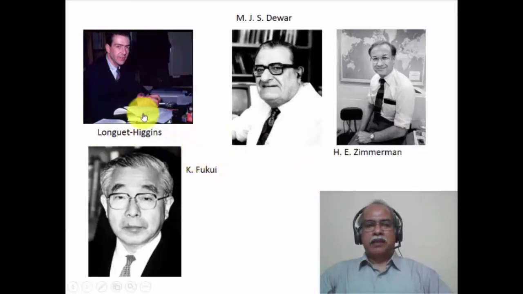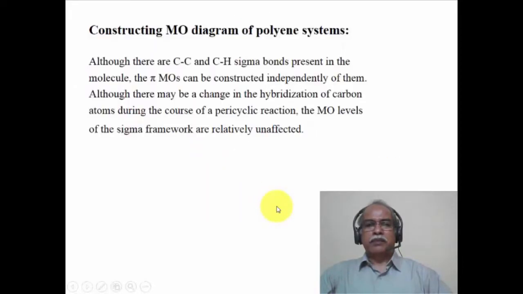Longuet-Higgins is the person who is involved in the development of the orbital correlation method, the symmetry correlation method. M.J.S. Dewar and Zimmermann are responsible for the development of the transition state aromaticity model. Finally, Fukui, in combination with Professor Hoffmann, were responsible for the development of the frontier molecular orbital methodology. Now, how does one construct a molecular orbital picture of a polyene system? This is what I am trying to explain in the next few slides.